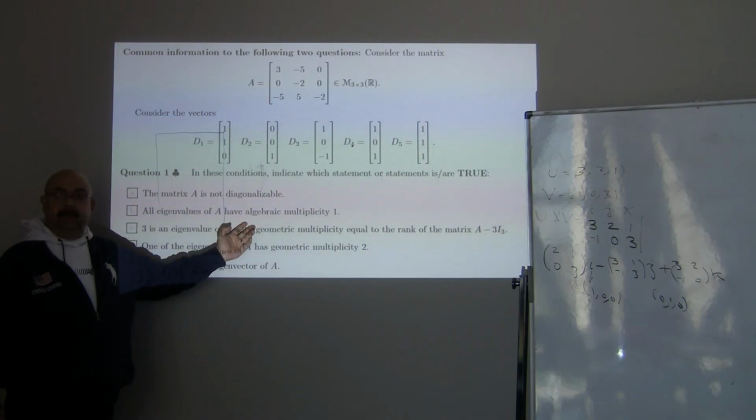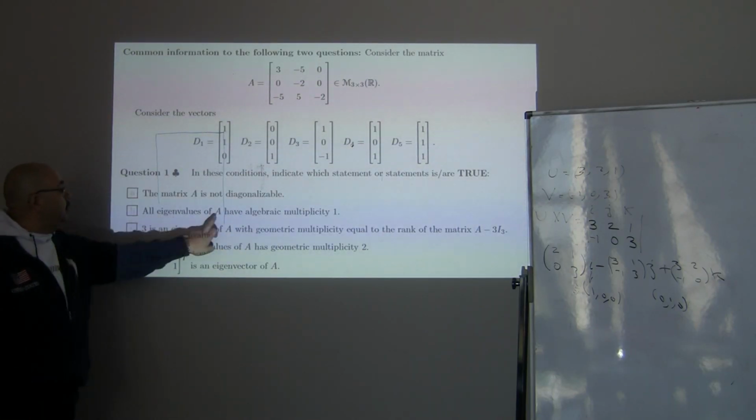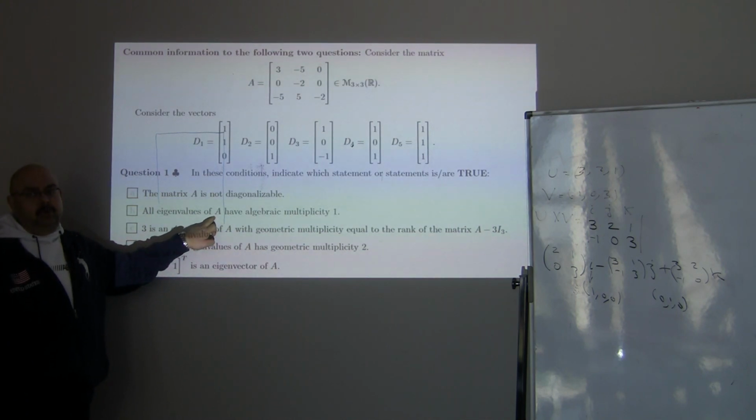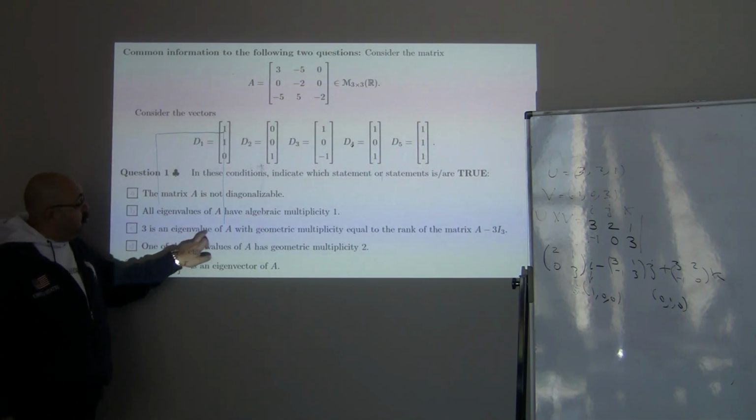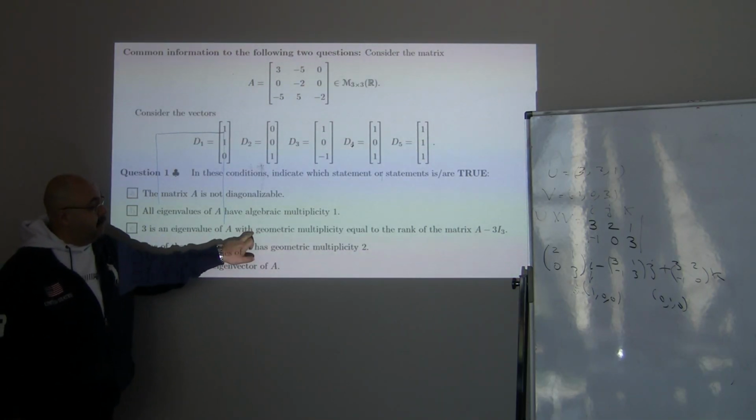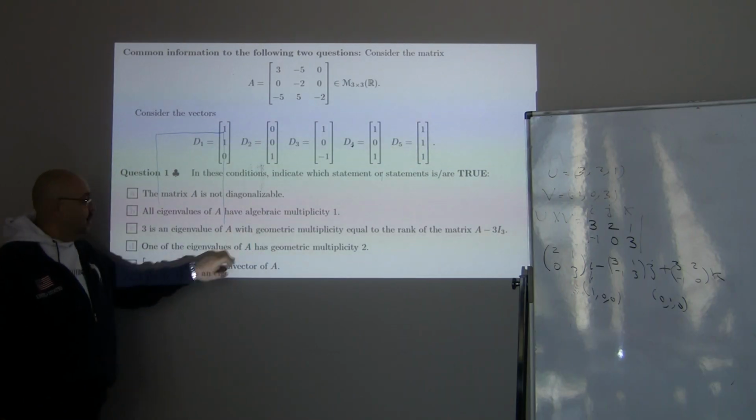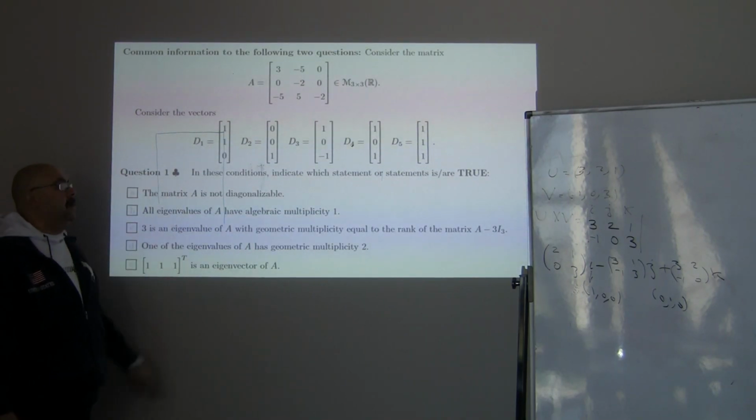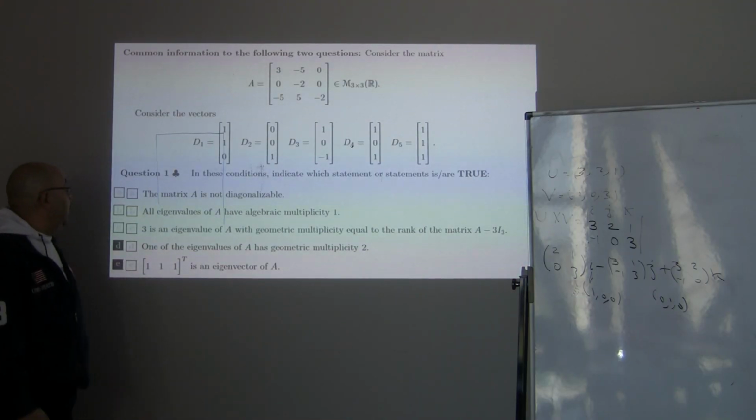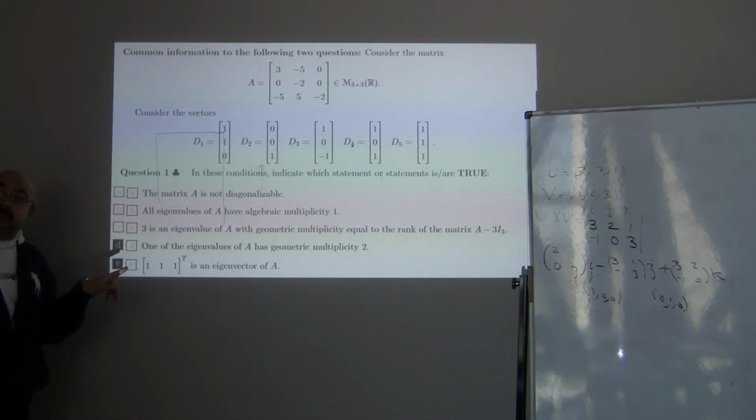All eigenvalues of A have algebraic multiplicity. I will have to evaluate the eigenvalues. Of which matrix? A. So now I'm sure that I will have to get them first. 3 is an eigenvalue of A with geometric multiplicity, and so on. I will have to get them. The last one, the question after that, one of the eigenvalues, stop, I'm not going to read anymore. I will have to go first to get the eigenvalues and the eigenvectors.